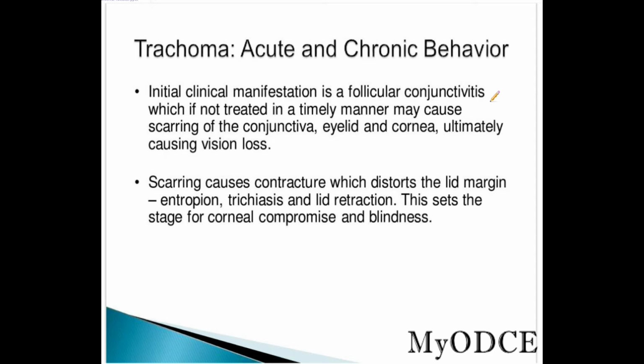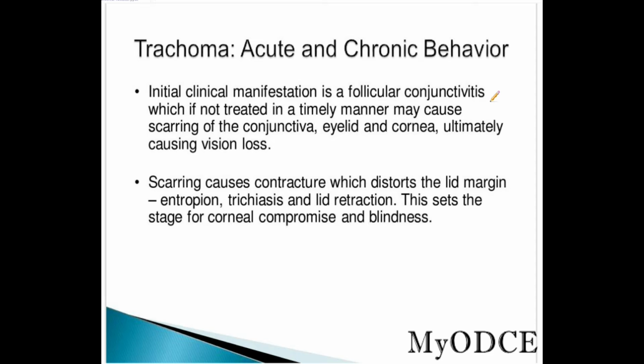So, acute and chronic behavior of trachoma. Initial clinical manifestation may be a follicular conjunctivitis, which if not treated in a timely manner, may lead to scarring of the conjunctiva. Again, we're talking about palpebral conjunctiva, eyelid and cornea, ultimately causing vision loss. And the mechanical irritation of the cornea, on a chronic basis, can lead to corneal scarring, which will lead to vision loss.